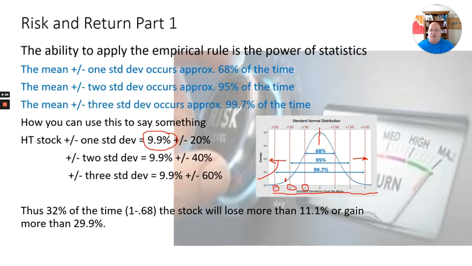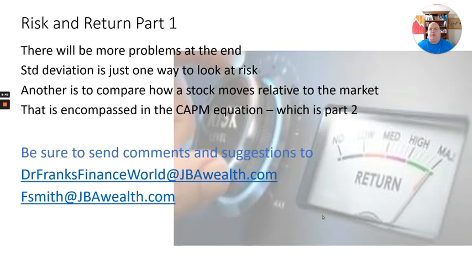So thus 32% of the time the stock will lose more than 11% or gain more than 29%. Half of the time, this is for one standard deviation, half of the time it will lose and half the time it will gain. So you have a 16% chance you will lose more than 10% on your money. So there will be more problems to practice this at the end of the whole risk and return part.